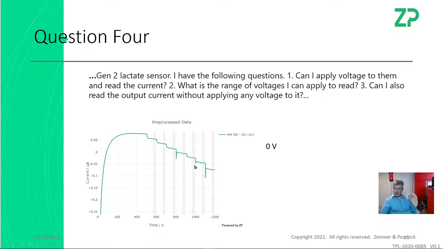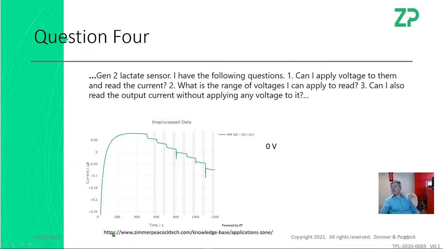They have really nice, we call this a staircase. And the voltage that they've used to gather this data is 0 volts. So that's the kind of signal you'll get, and the voltage you should use, when using a generation 2 lactate sensor. I suspect we'll get some questions about what's the difference between generation 1 and generation 2. If those questions come in, we'll answer it pretty soon.